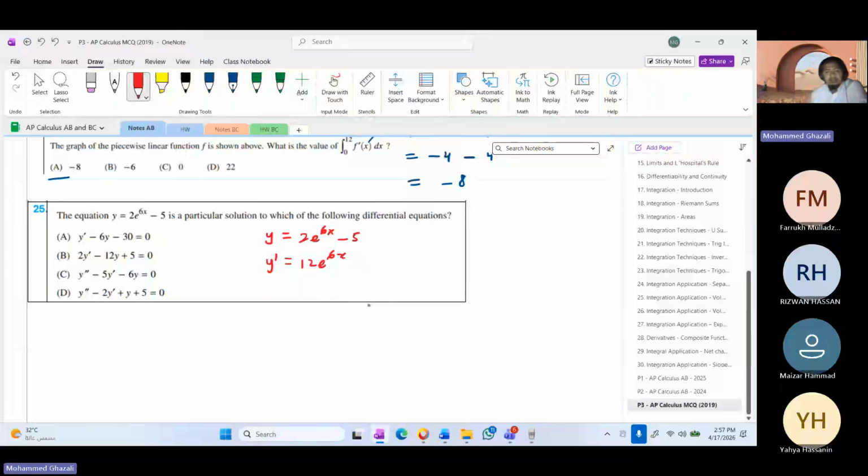Wait, I have a question. Let's simplify. You have e to the power 6x times 2, and the derivative of 6x is 6, so e to the power 6x times 6. So that's why I put 12.